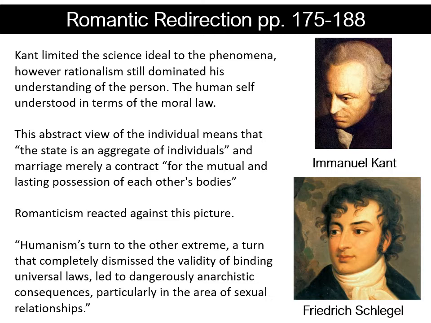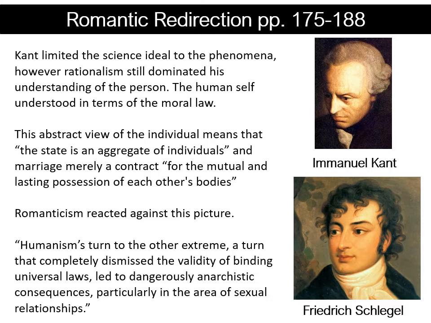This means that the state is understood merely as an aggregate of individuals and marriage merely a contract for the mutual and lasting possession of each other's bodies. Romanticism reacted against this picture. For the Romantics, the rule for human conduct must find its origin in the full individuality of the self, in one's individual dispositions. This led to an ethics of genius set against the bourgeois ethics.